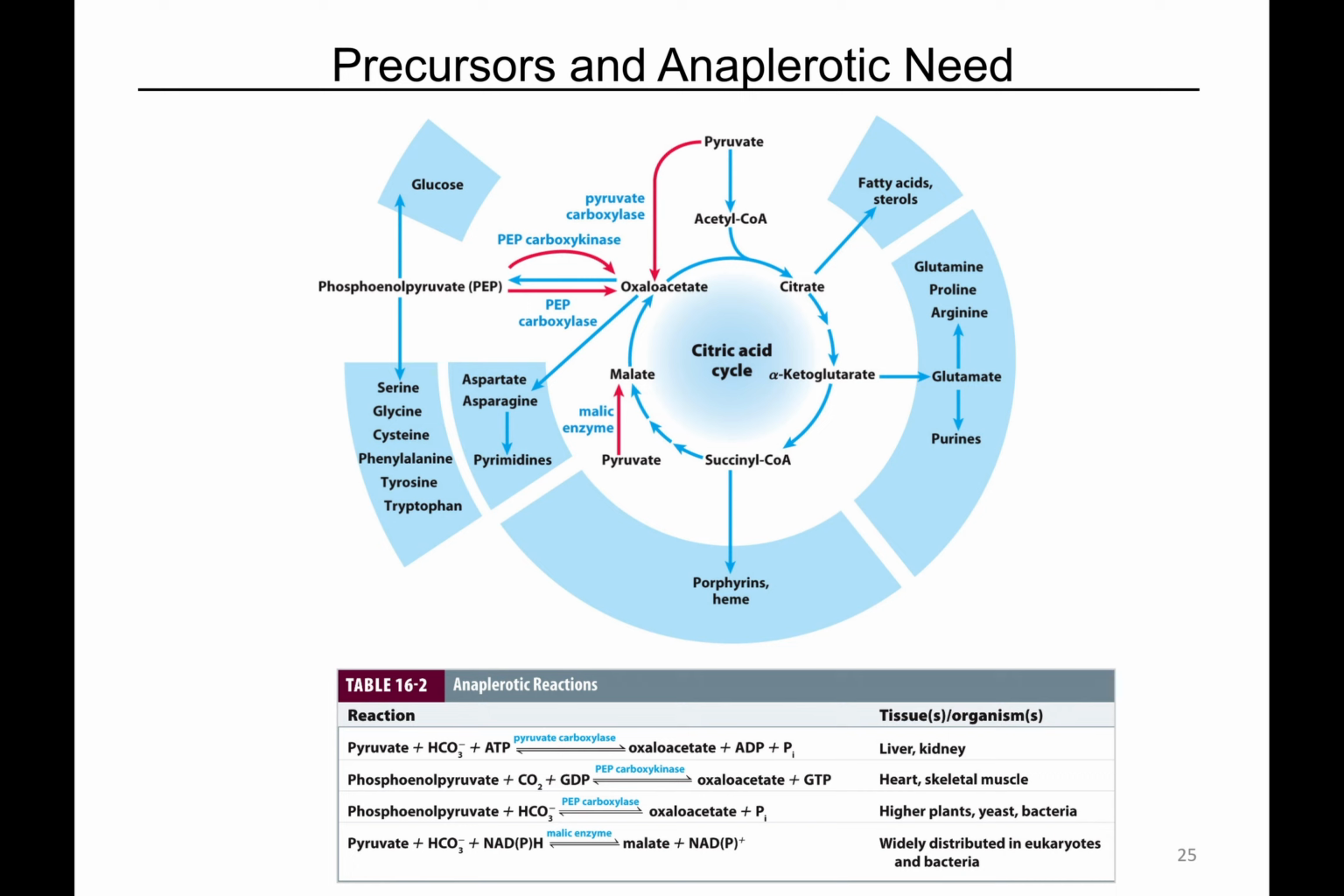So the idea here is that to be able to make fatty acids, to be able to make proteins, to be able to make heme groups, to be able to make nucleic acids, we have to siphon off these intermediates.